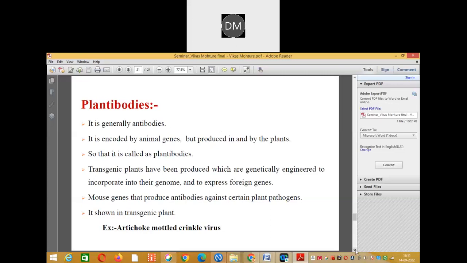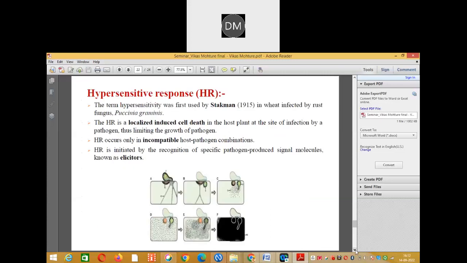Plantibodies are there. They are generally the antibodies of the plant, we can say. They are encoded by an animal gene but produced in and by the plant, so they are called plantibodies. Transgenic plants have this type of character, in which a particular pathogen can be stopped through these plantibodies.